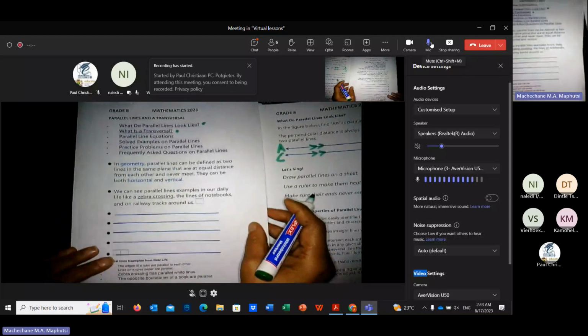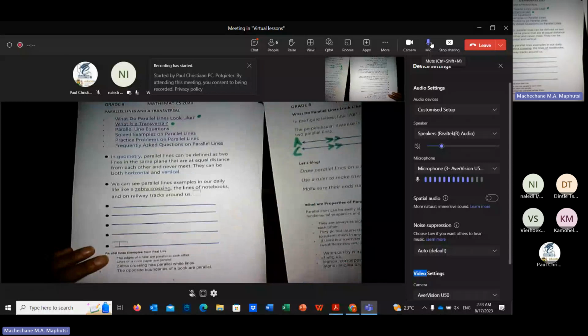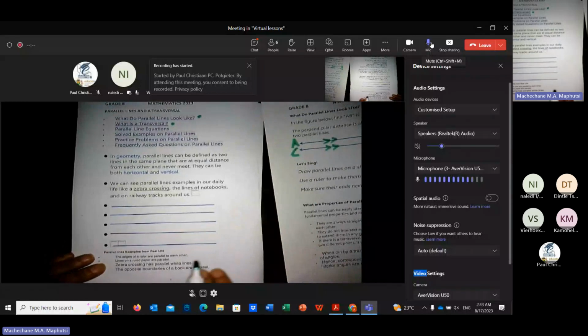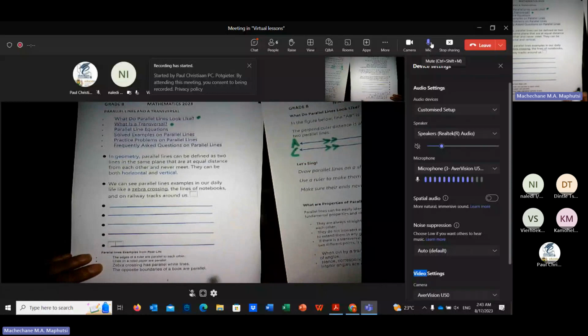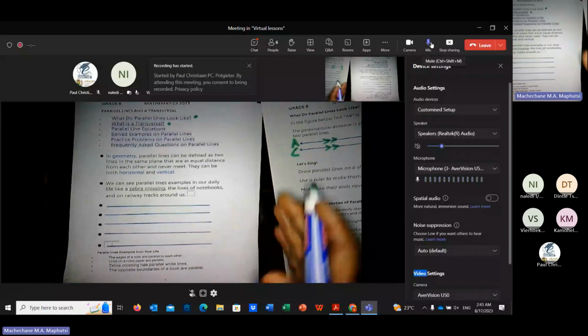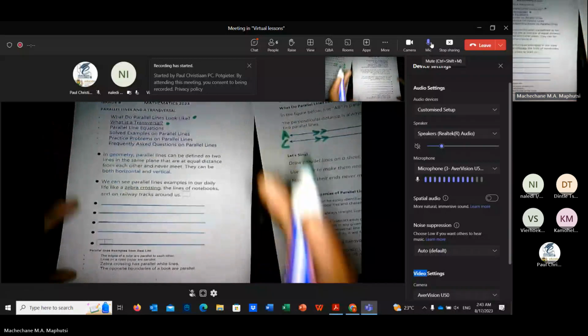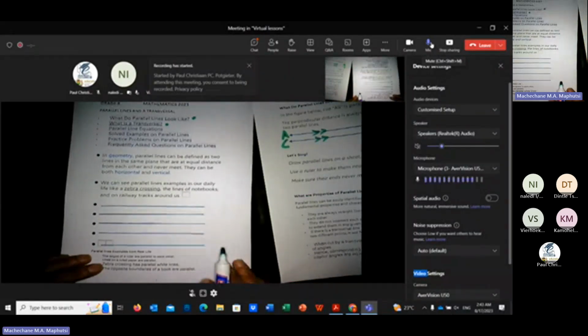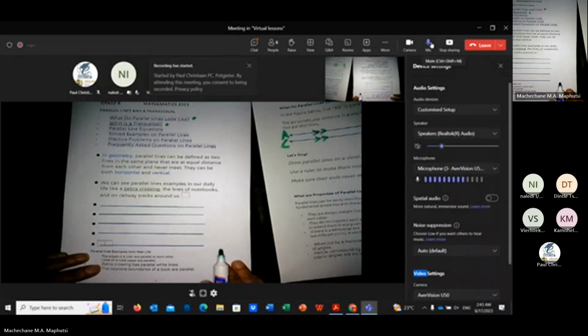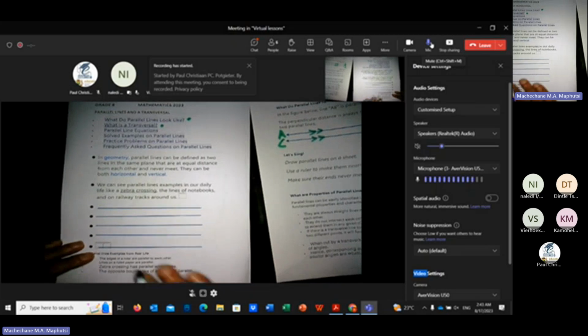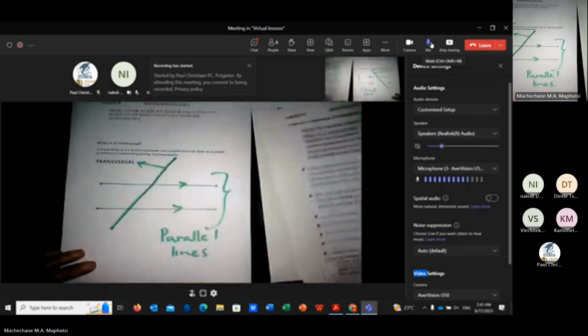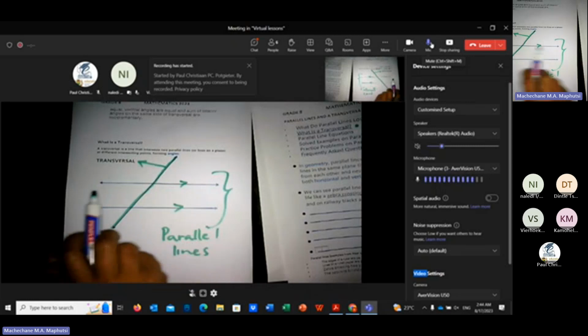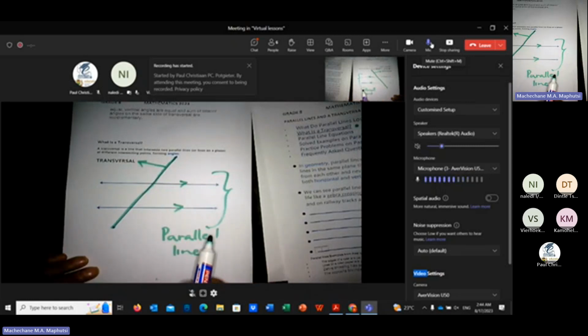Today we're not going to talk about parallel line equations, but we are going to talk about what is a parallel line. A parallel line can be defined as the line with the same equal distance from each other, and they will never meet. As you can see the two lines here, these are my two parallel lines. They go parallel. They will never meet.